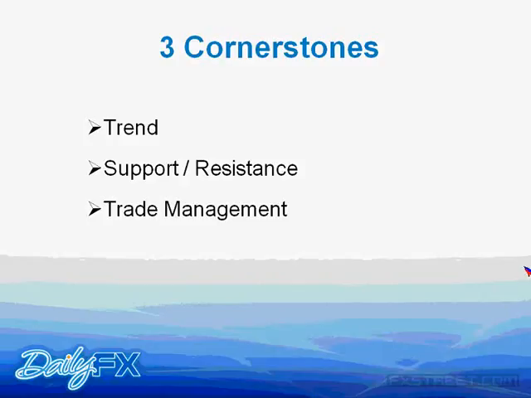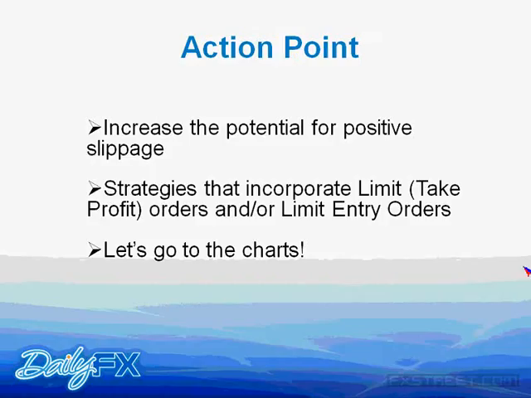So whether you're using the MACD, whether you're using stochastics or RSI or CCI or MICKEY, whatever it is, a strategy that works over the long run is likely going to incorporate these three elements. And that's going to be the trend, that's going to be an element of support and resistance, and then some type of trade management.